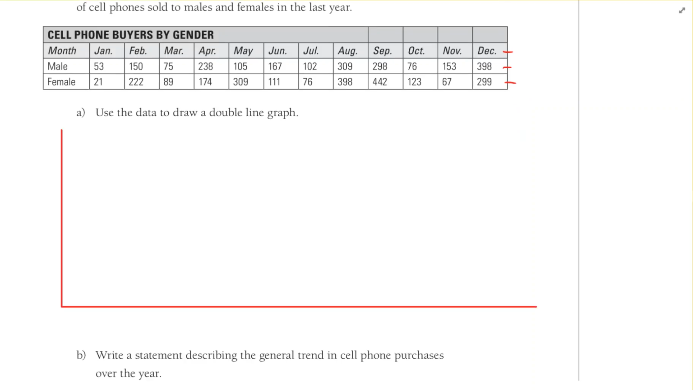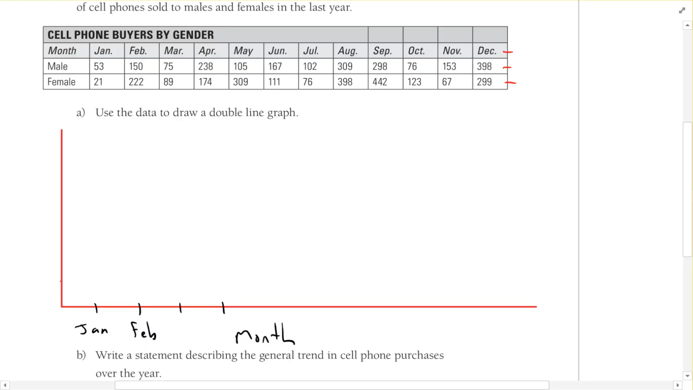All right. So I'll give you a hand to start on this one. You're really just going to have the month across the bottom. So just a tick for every one of the months there. So January, February, March, April. And you're going to want to write them all down. So January, February, and so on.